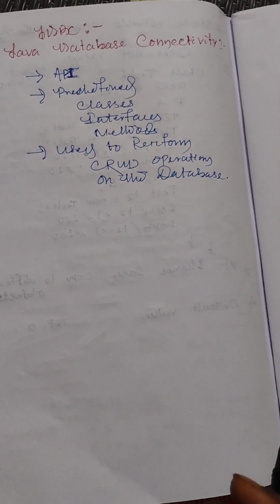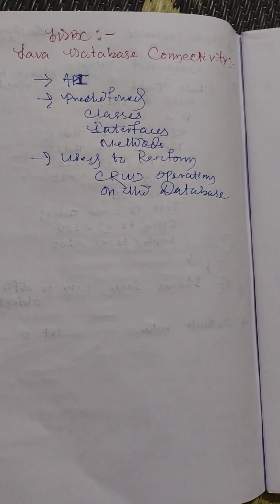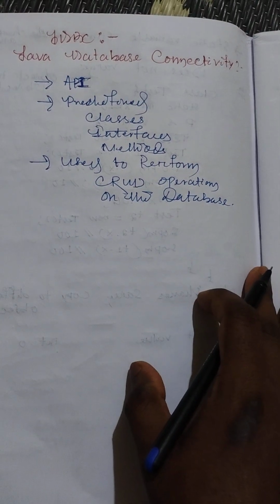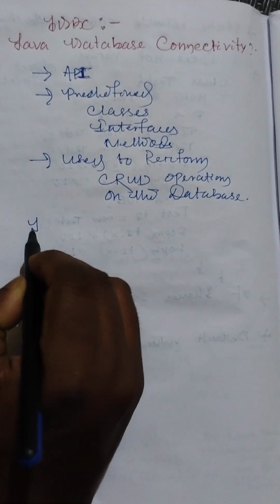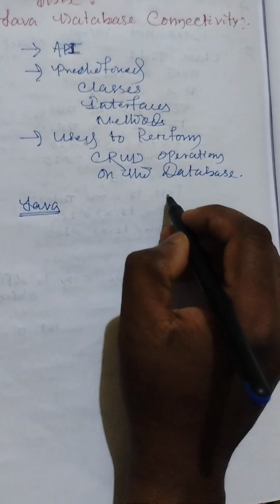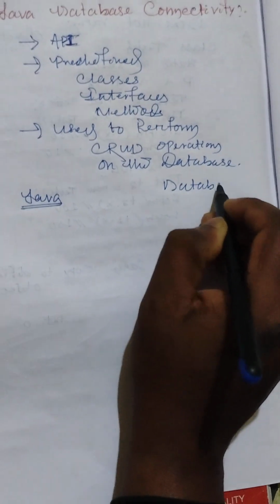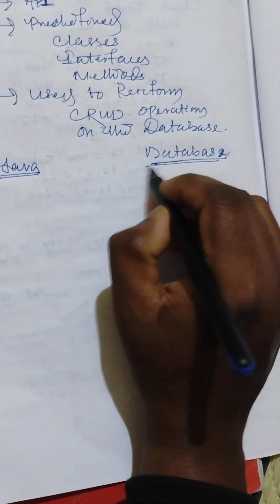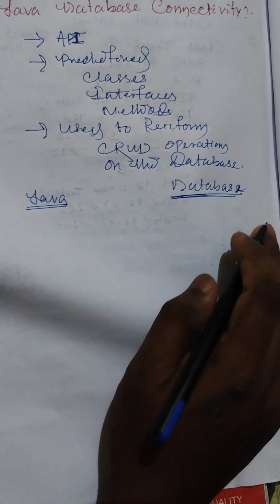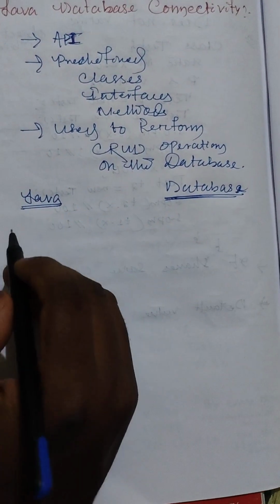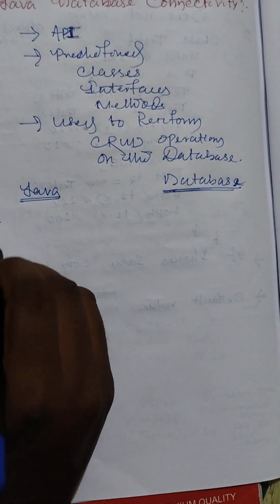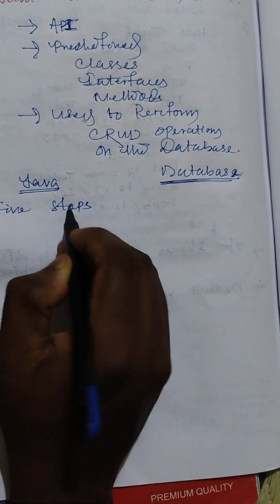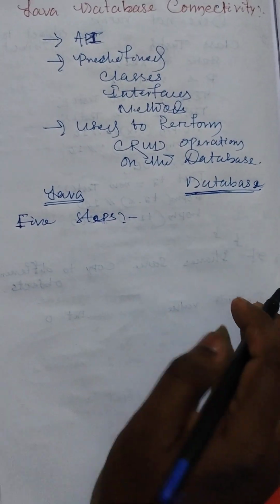There are several steps to connect to a database and perform operations in it. Java is one language, and the database is something different. For the database we are using SQL, MySQL. Both have different syntax. How can you connect them? You have to remember the 5 steps. These are the key steps while working with JDBC.